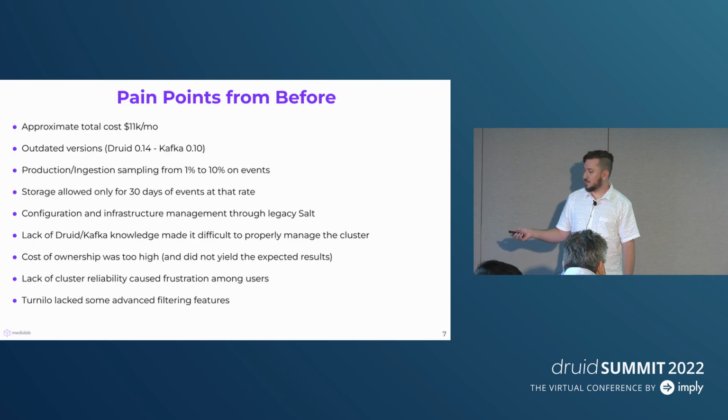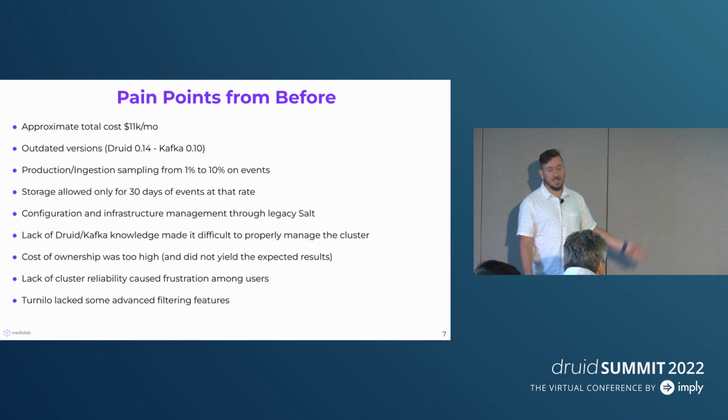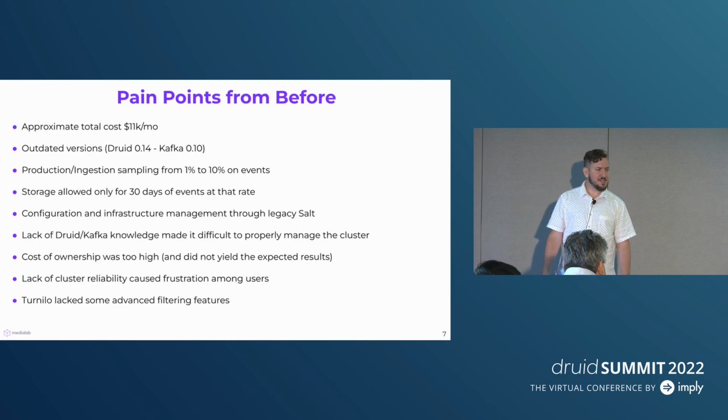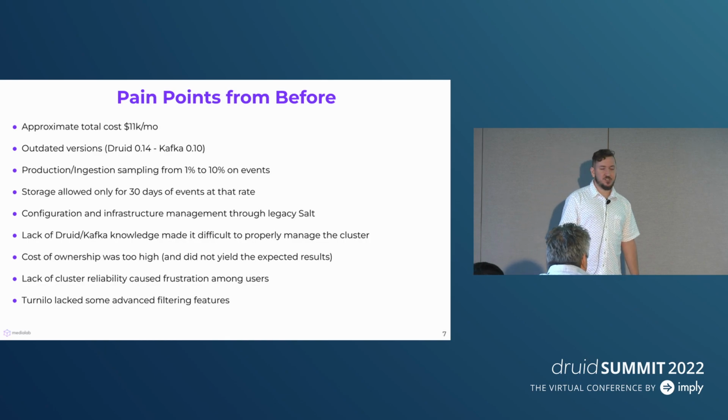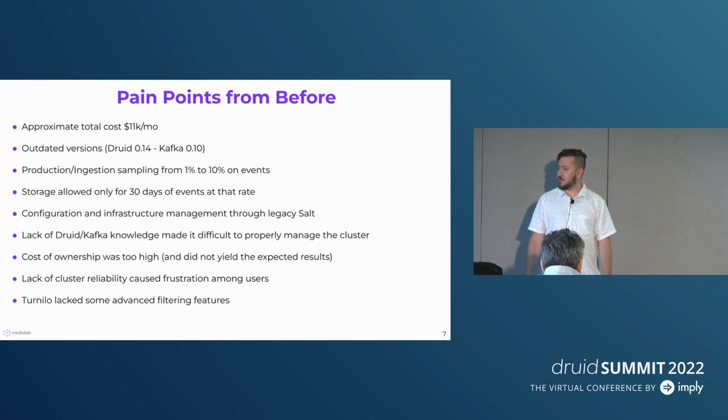Pain points. Aside from what's there, Kafka. This is Kafka from the ancient ages. It's really unmanageable, I would say. Druid was from 2019, I believe. There was that release. We can only hold about a month's worth of data. Tornado will go down fairly often. What else?